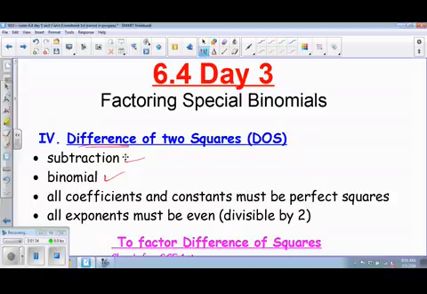If its exponent is even, for example, x to the 6 is a perfect square because x to the 3rd times x to the 3rd is x to the 6th. X to the 10th is a perfect square because its square root is x to the 5th. So all you have to do is take that exponent and divide it by 2, and that tells you what the square root of it is. And that's why we say all exponents must be even.